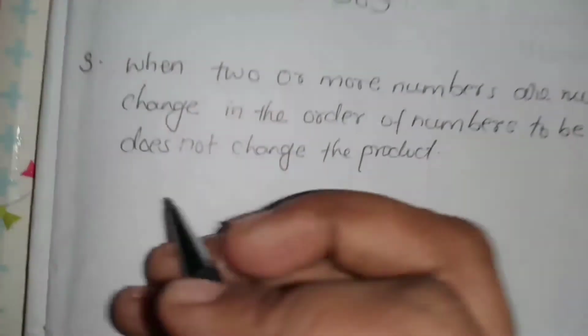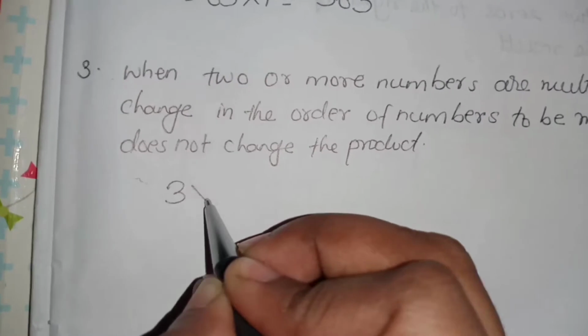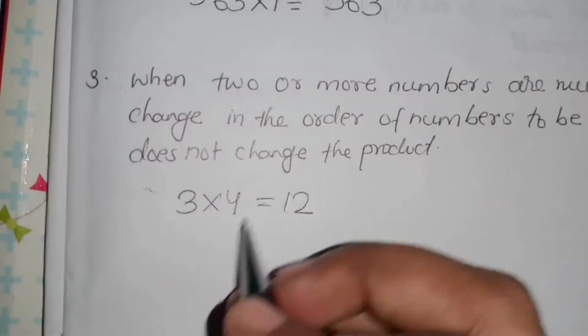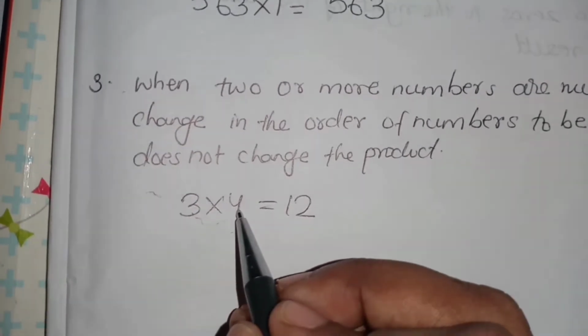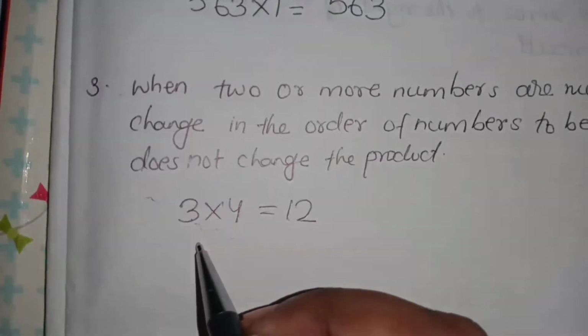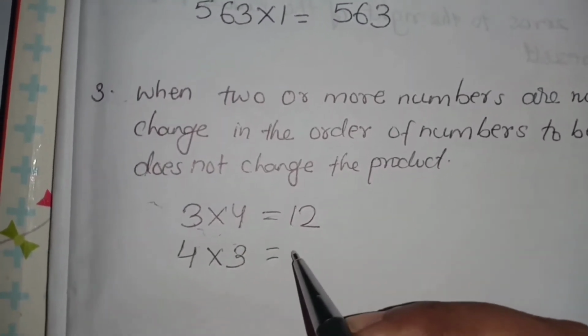For example, see here. I want to multiply 3 into 4, so 3 4s are 12. 3 is the multiplicand, 4 is the multiplier and 12 is the product. Now I will change the order. Now I want to multiply 4 into 3. So 4 3s are 12.